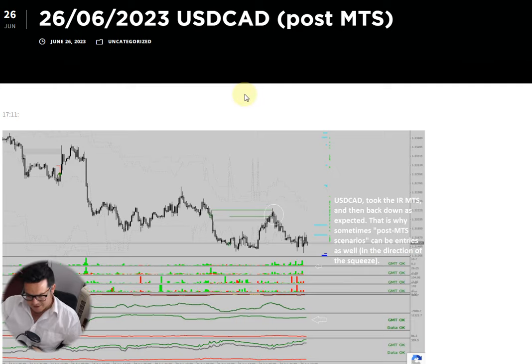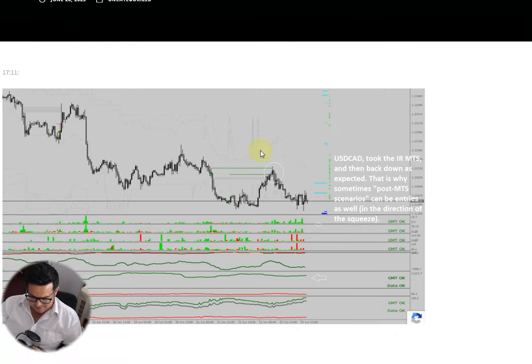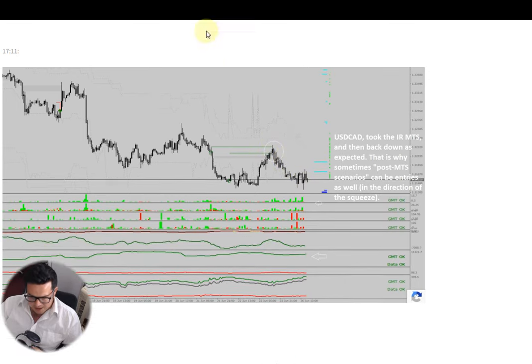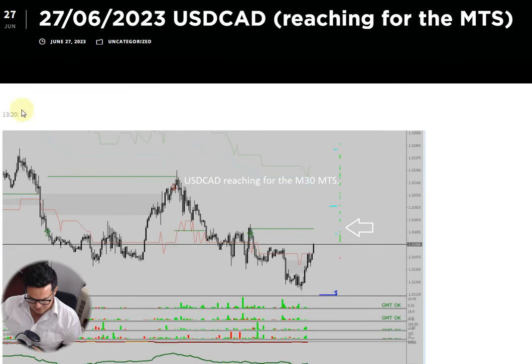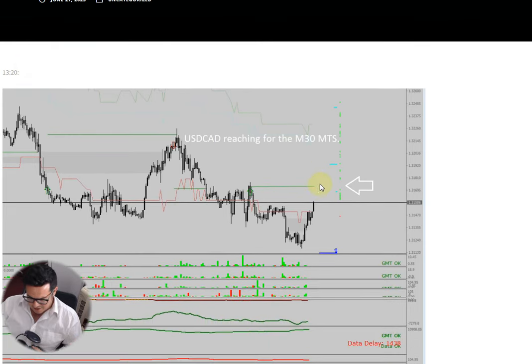Another beautiful one this week, dollar cut. So even at the beginning of the week we had this beautiful MTS run. Look, 1, 2 are taken out, exactly there, pull back, and now it gets interesting in dollar cut. Look at that, 27th of June, 20 past 1. Reaching for the MTS, so we have the target of the price. We know it's going to take it.